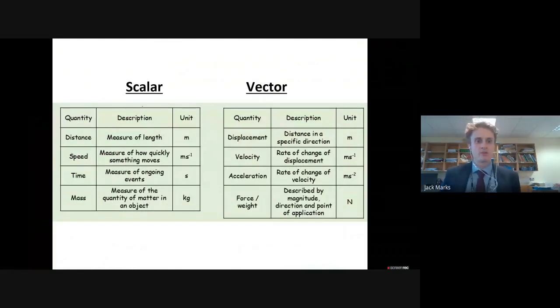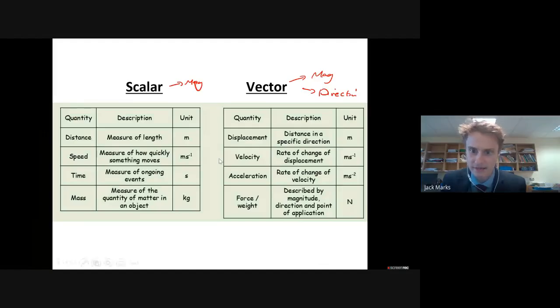Okay, we're going to talk now about section 10D for mechanics, and we're going to start by reminding ourselves that scalars, things like distance, speed, time, and mass, have a magnitude only, and they don't have a direction. A vector has both a magnitude and direction. And we've been looking at forces as vectors.